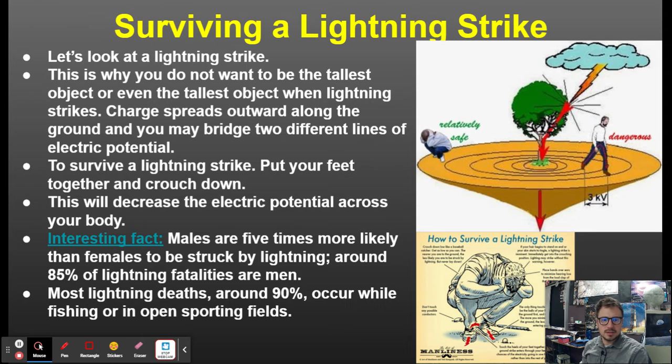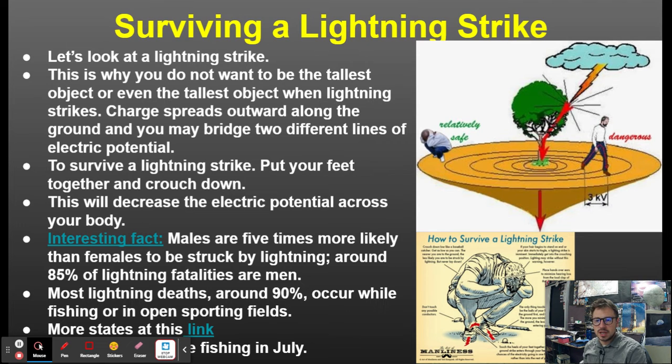And I always joke around and say, hey, maybe guys just don't have the common sense. When lightning comes in, the women are like, well, let's head inside. But that's just a little interesting fact about lightning. Most of it does occur in open fields or fishing. So I always just say, if you want to avoid being struck by lightning, don't be a male fishing in July.